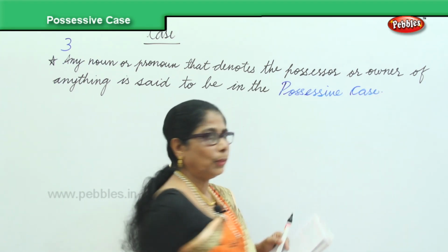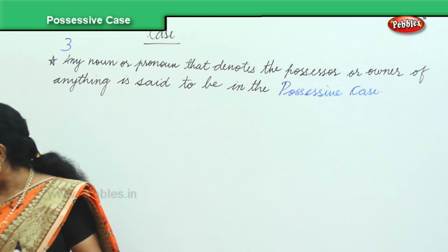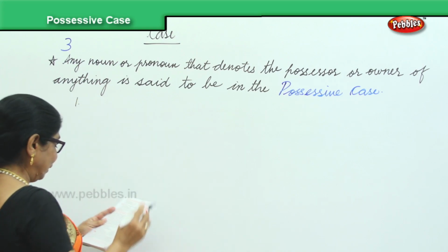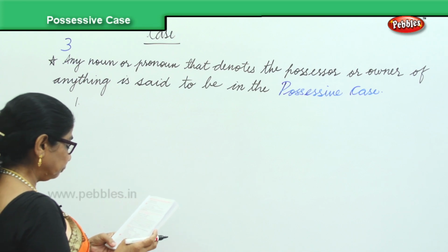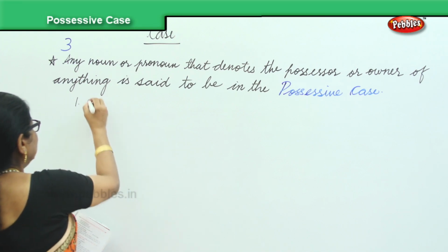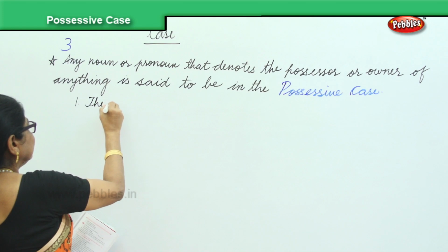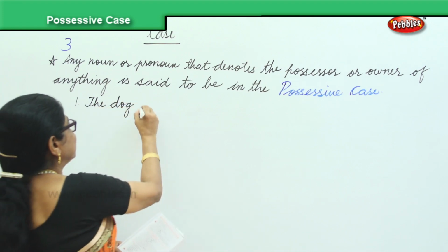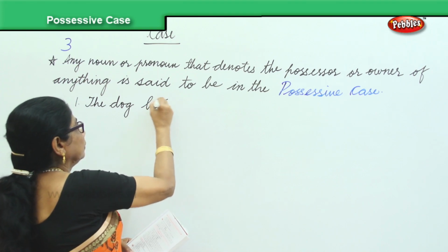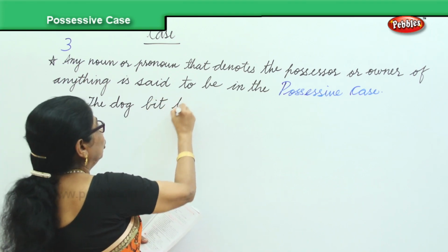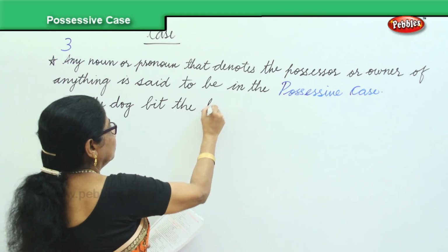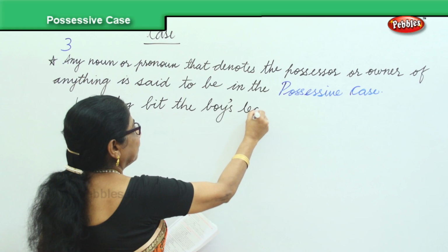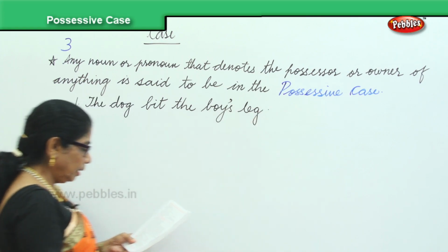And that's what we are going to look at now. We look closely at the possessive case. I'll give you some sentences for you to look at. Okay. The dog bit the boy's leg. The boy's leg. Okay?